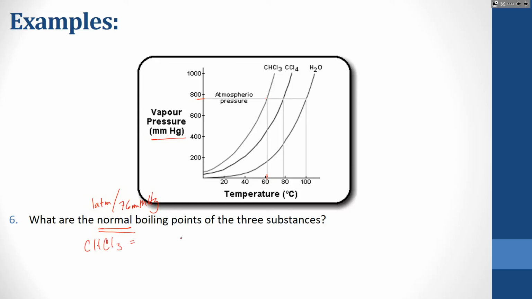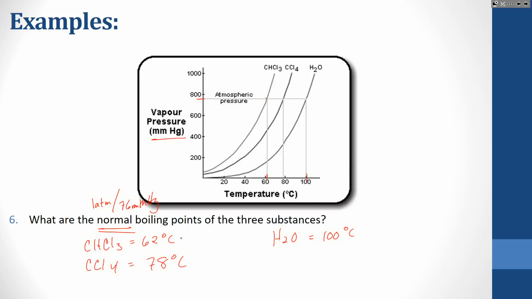CHCl3 is, let's say, 62 degrees. And CCl4 is a little bit below 80. It's like 78, 79. Let's go 78 because I went 62 on the other one. And then water would be exactly 100 because that's the normal boiling point of water. We know that one. So H2O is 100 degrees Celsius, and we can see that on the graph. So that's where we get the normal boiling point.